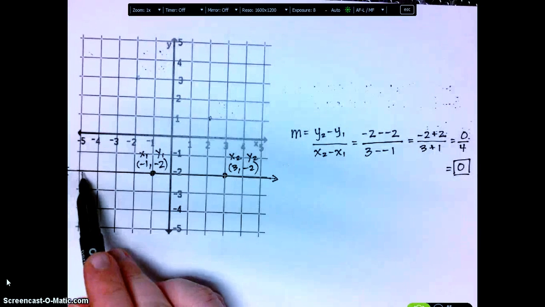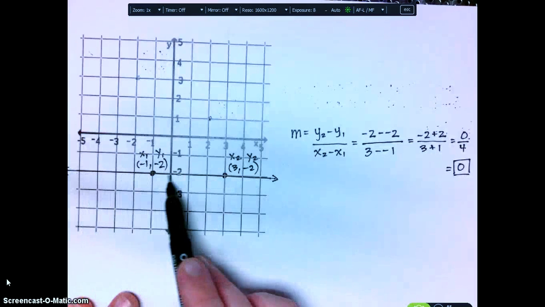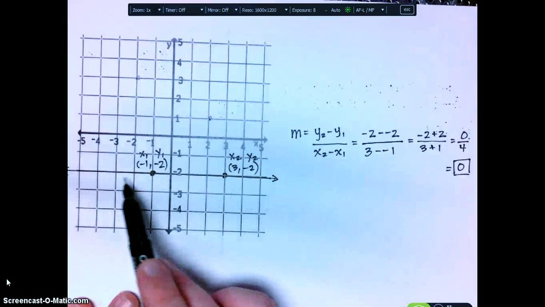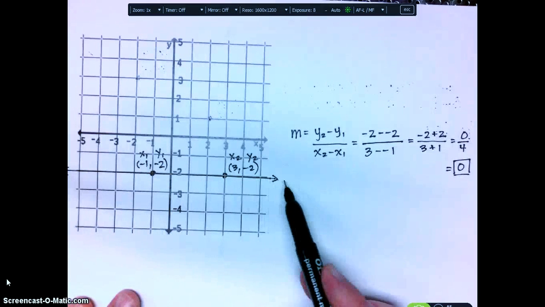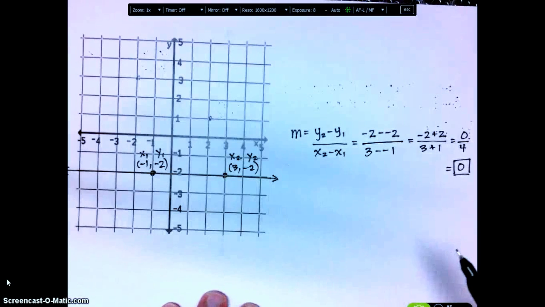What is the incline of a flat line? It's not changing at all. You're just walking flat. There's no more mountain. So the slope should be 0 as you move along that line. So remember that. A horizontal line, you're going to get the slope for the value of 0.